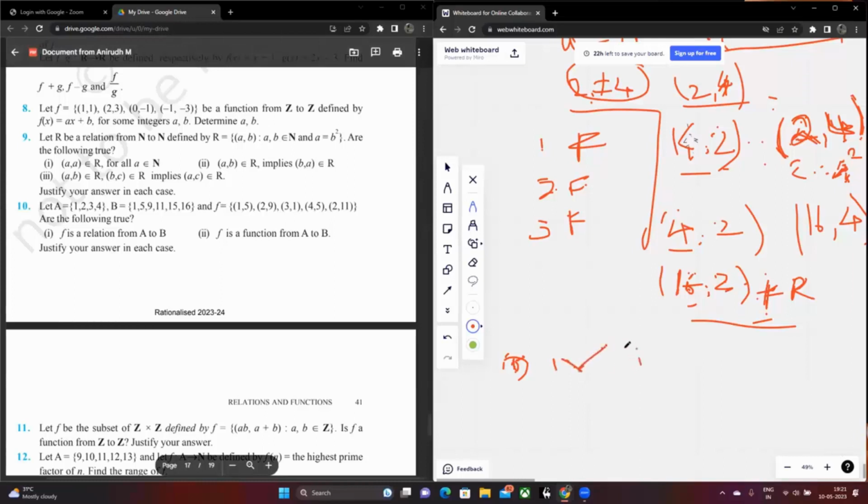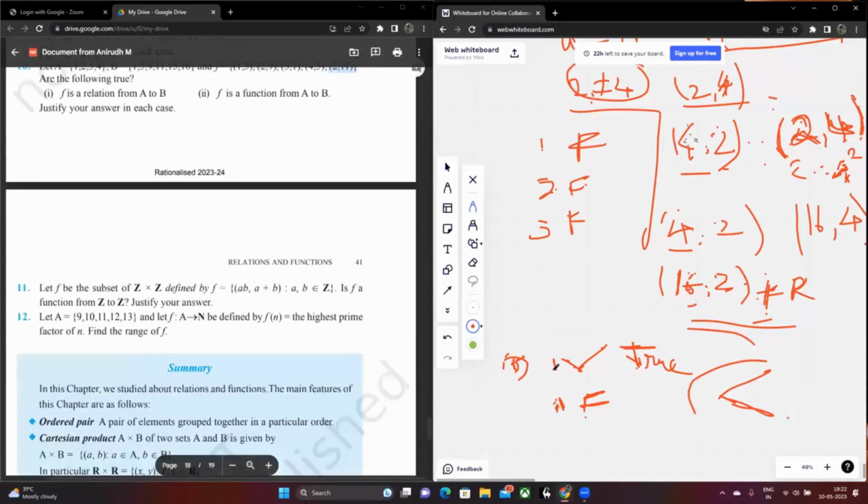So 1 is true. 2, on the other hand, says that F is a function from A to B. That is false. Why? Because you see that there is (2, 9), and there is also (2, 11). You have a one-to-many relation, which is not possible for a function. So if this exists, it's not a function. So 2 is false.